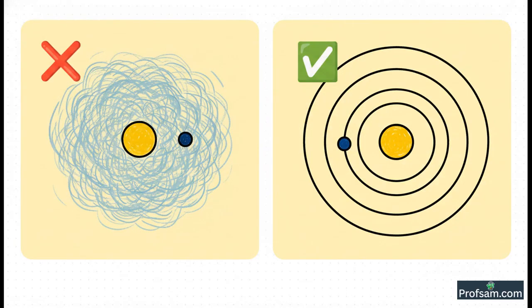Okay, silent killer number 1. Thinking that electrons orbit the nucleus like planets orbiting the sun. No. A planet can change its orbit to any distance. An electron cannot. It is strictly stuck to its specific energy levels, just like you can only stand on the steps of the staircase, not in the air between them. So please, the planet model is the wrong picture to have in your head.